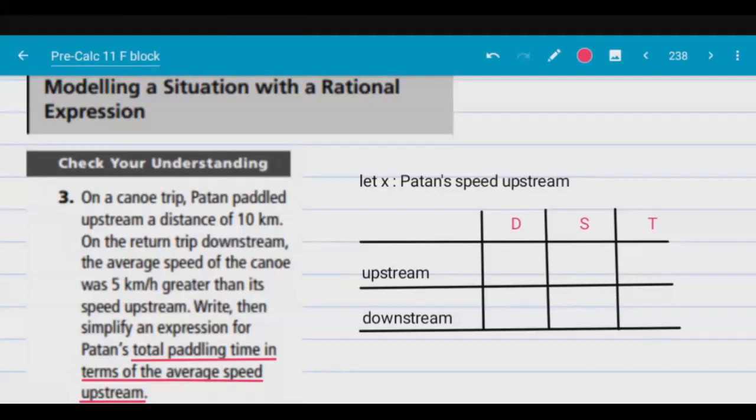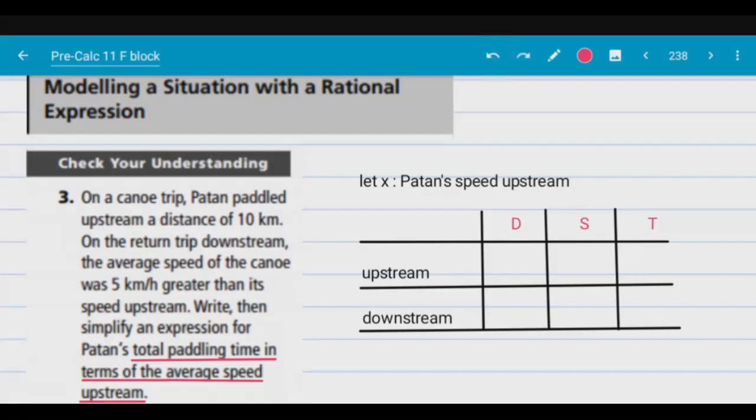But for now, I just wanted to give you an idea of what impact it has when you are going upstream as opposed to going downstream. Again, going upstream means you're going against the current, so it will be slower. If you're going downstream, you're going with the current, so it will be faster. That's why it is 5 kilometers per hour faster than it was going upstream.